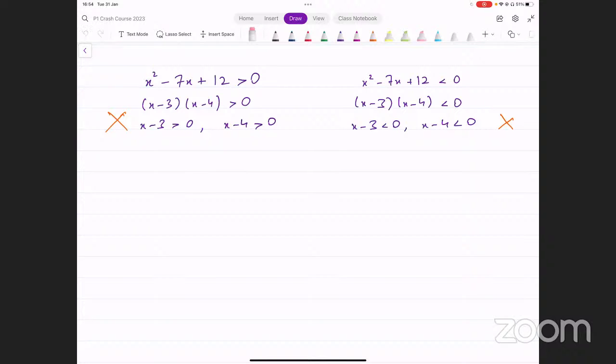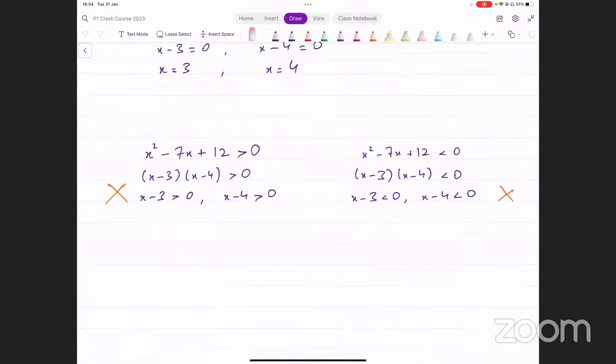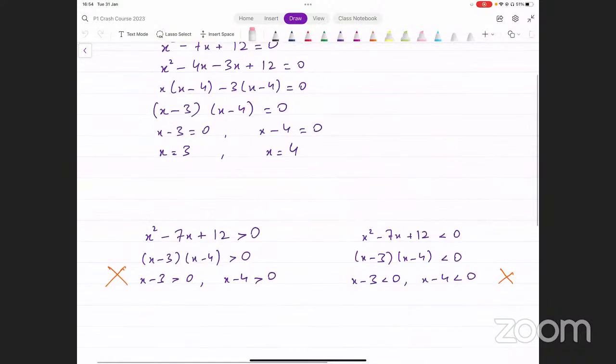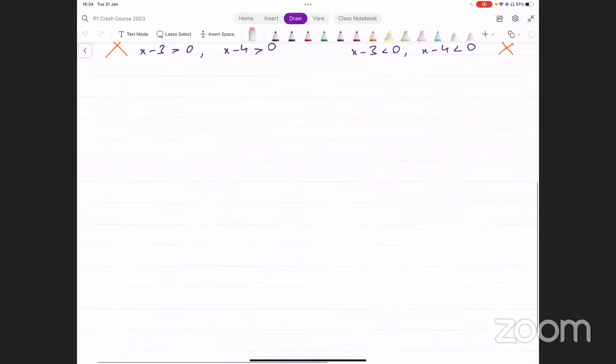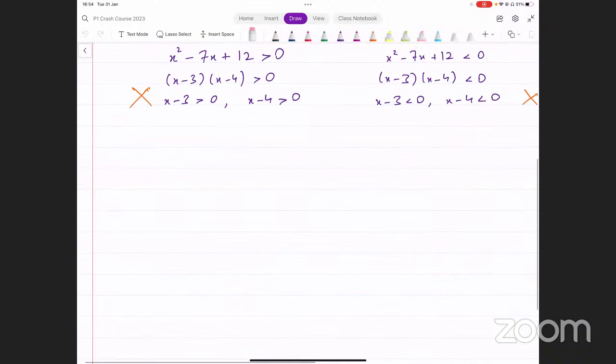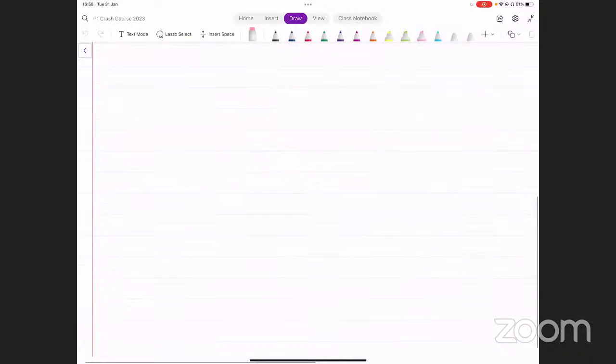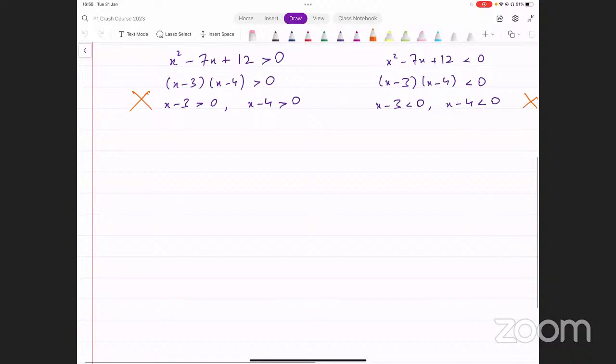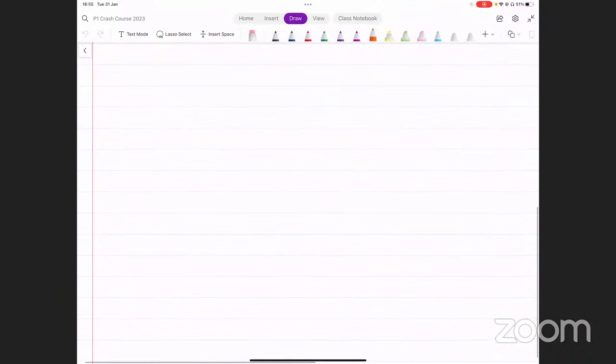Now, once that is done, let's see what we actually need to do then. So what method are we going to use to solve quadratic inequalities, if not this? Let's start with one of these examples. Let's say x squared minus 7x plus 12 greater than 0. Let's try and solve this inequality.